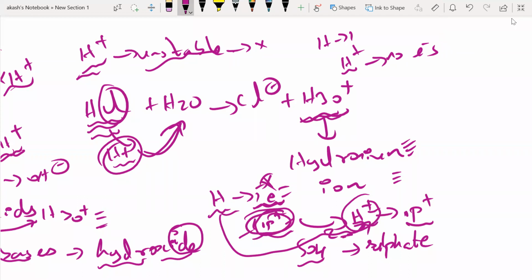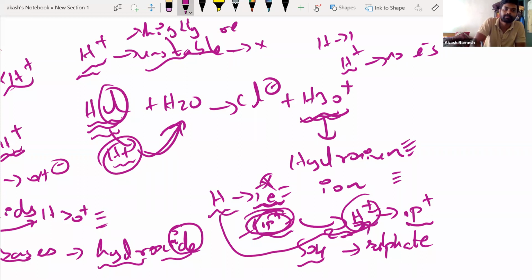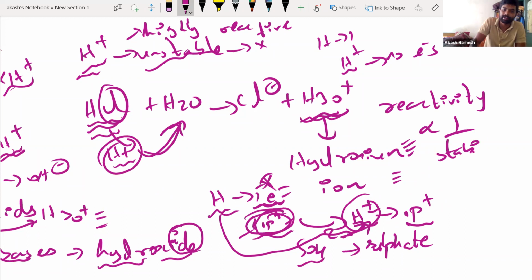Or I can tell it this way. It is so unstable. Why? Because it is highly reactive. This H plus is very, very highly reactive, that's why it's unstable. Remember, guys, reactivity and stability are inversely related. If something is very stable, it is not going to react that much. But if something is so reactive, obviously it is going to be unstable. This is high means that is less, and vice versa.